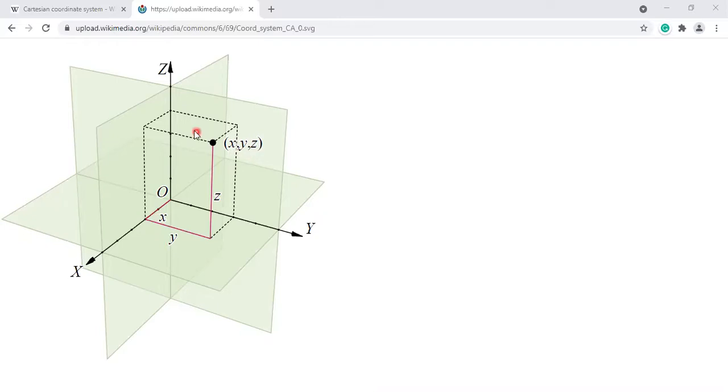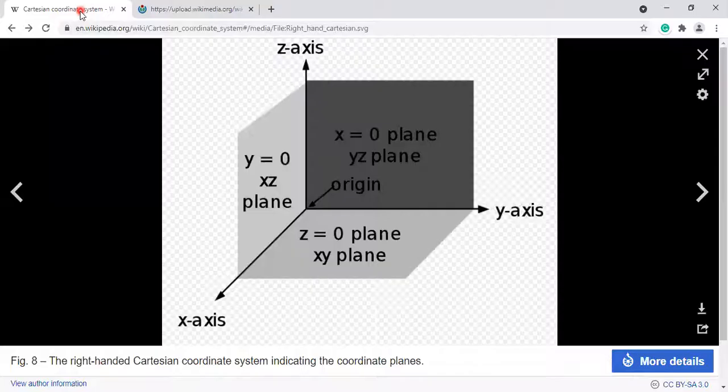Then let me give you another picture. Can you see this picture? So this is the x-axis, this is the y-axis, and this is the z-axis.